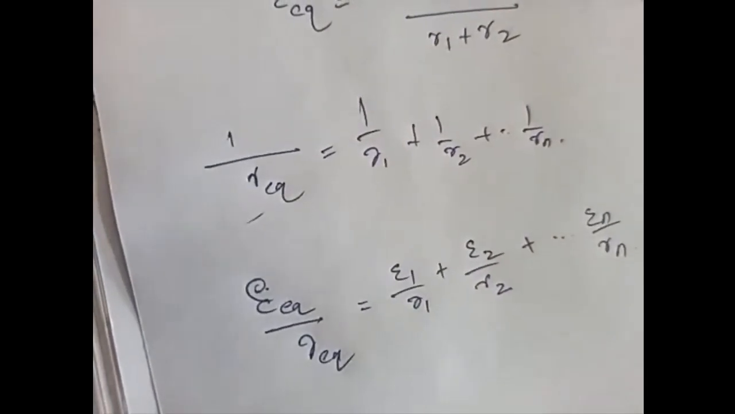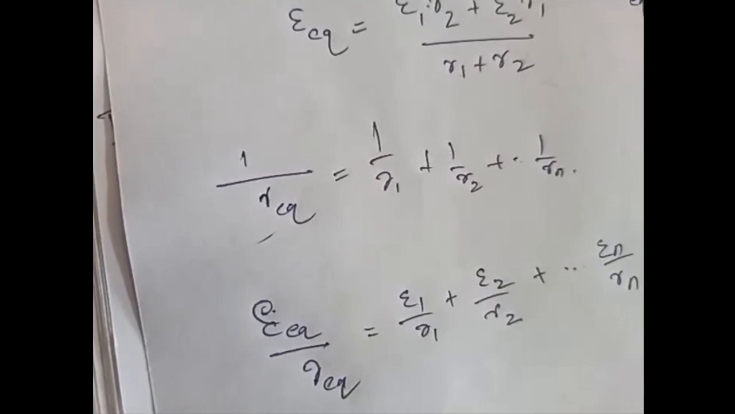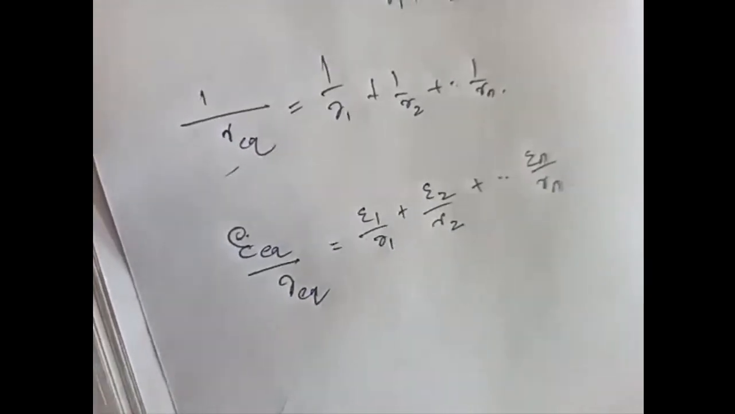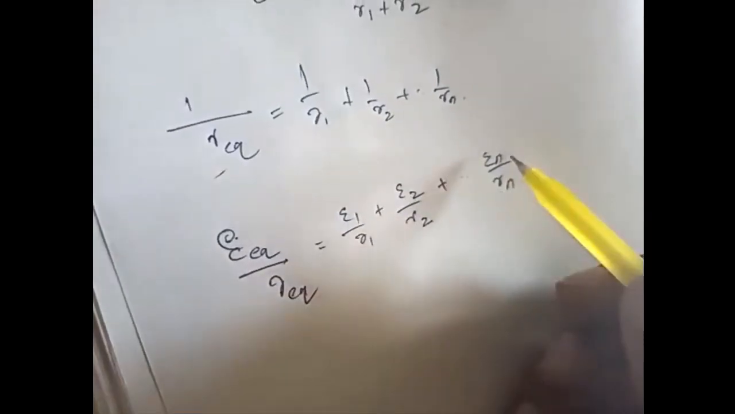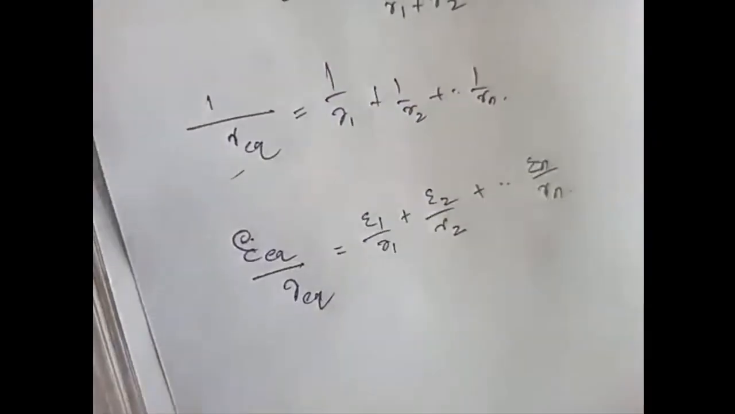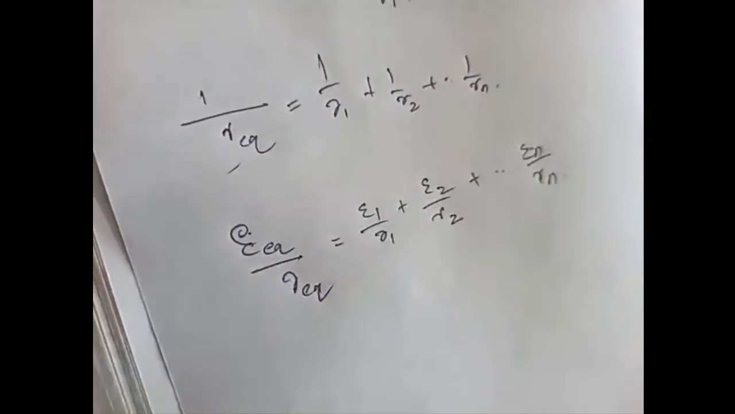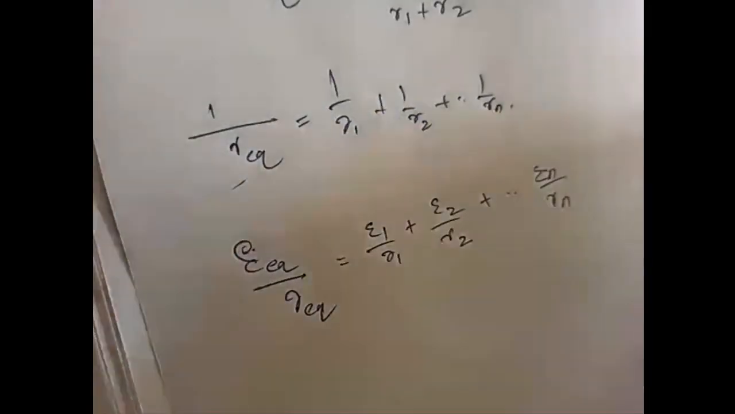So a current corresponding term is coming because in a parallel combination V will be the same, but current is what is changing. So those currents will be equal to their corresponding ratios of EMF and resistance. Understood? This is the series and parallel combination of cells.